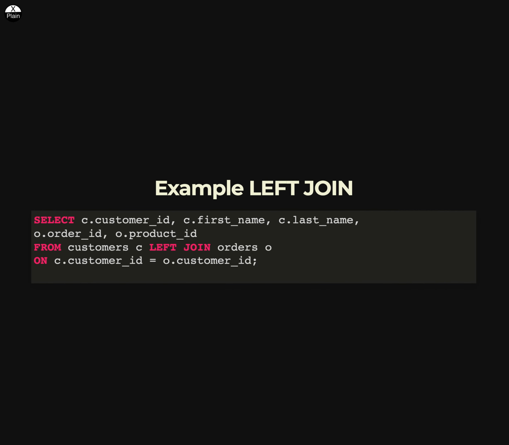Here is an example of a left join in SQL. This query selects the customer ID, first name, last name, and order ID and product ID from the customers and orders tables and combines the rows that have a matching customer ID. The result set will contain all columns from both tables for each row in the customers table, even if there is no matching row in the orders table.